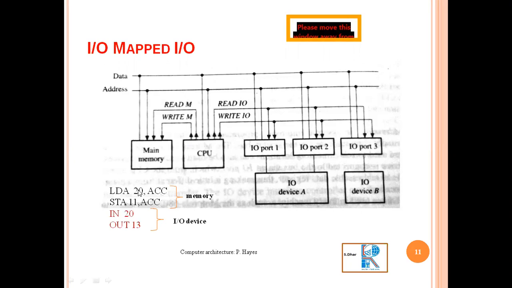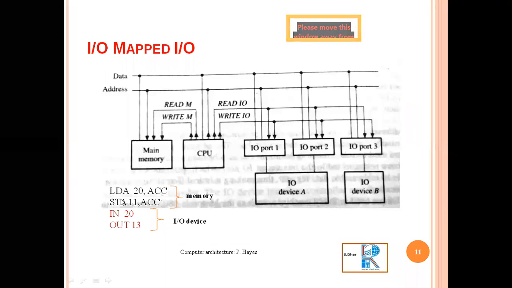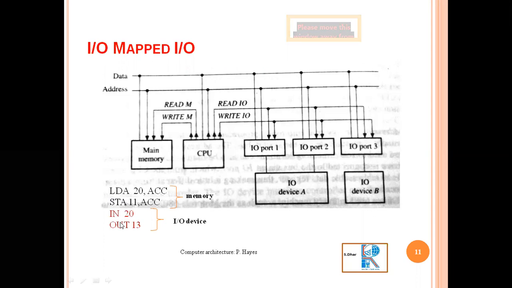How will the processor differentiate? The processor will differentiate depending on the instruction. This is LDA, STA, which are memory instructions. If the processor encounters these instructions, that means this is a memory operation. And if the processor encounters these instructions, that is an IO operation. So this is called IO mapped IO. Clear? So we learned about two different types of mapping here. One is memory mapped IO and another is IO mapped IO.